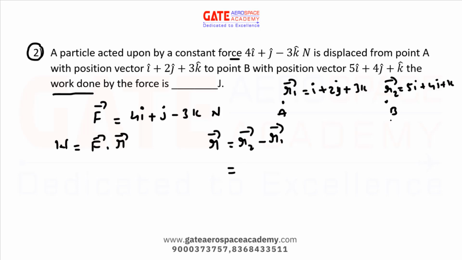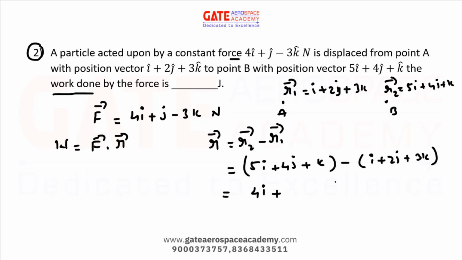Now let's calculate this. We already have R2 here. So 5I plus 4J plus K minus I plus 2J plus 3K. So this is equal to 5 minus 1, this is 4I plus 4 minus 2, it is 2, and this is K minus 3K, so it is minus 2K. Okay, this is 2j and minus 2k. So this is my displacement vector.